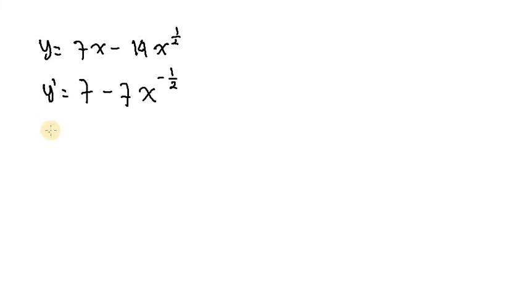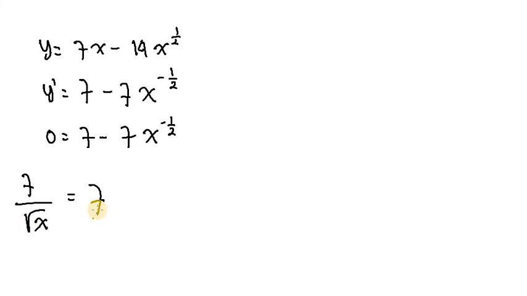So in this case, 0 equals 7 minus 7x to the power of negative 1 over 2. Let's change that into 1 over square root of x. So we move it the other way: 7 over square root of x equals 7. So we have square root of x equals 7 over 7, which is 1. So we have x equals 1.